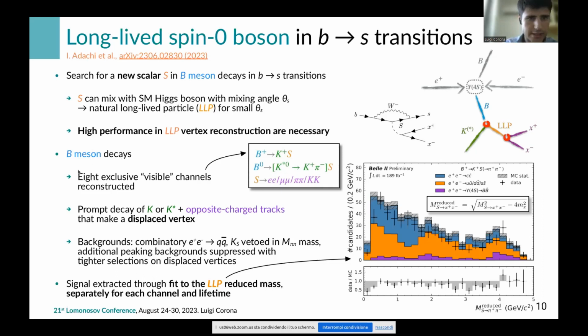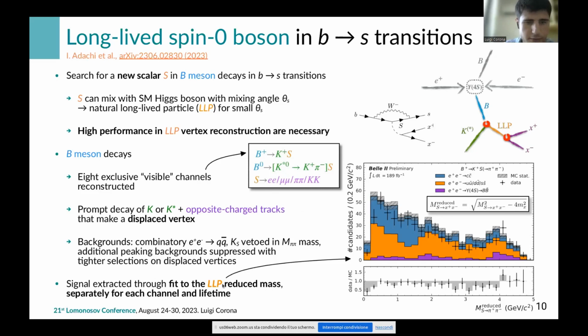We reconstruct 8 exclusive visible channels, particularly the long-lived particle decays into 2 charged tracks that can be electrons, muons, pions, or kaons. And the B-meson decay is reconstructed as a prompt decay of a kaon or a K-star plus opposite charge tracks that make a displaced vertex. Here there are different kinds of backgrounds, the combinatorial from q q-bar, and the K-short, which is vetoed in the pi pi invariant mass, and some additional peaking backgrounds that are suppressed with selections on displaced vertices.